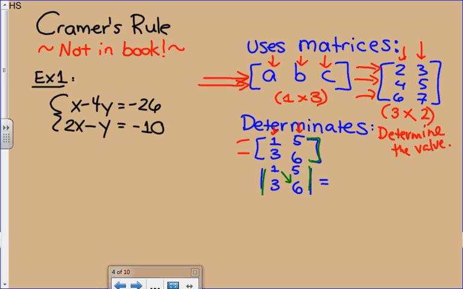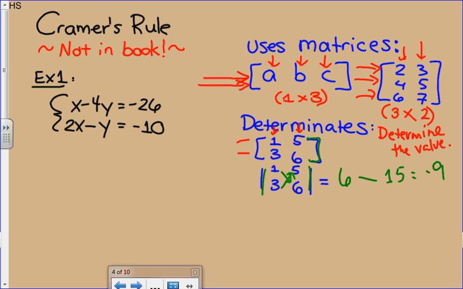1 times 6. Always put a minus sign in between. 3 times 5 is equal to... Boom! That's the value. So how is that going to be helpful to us?